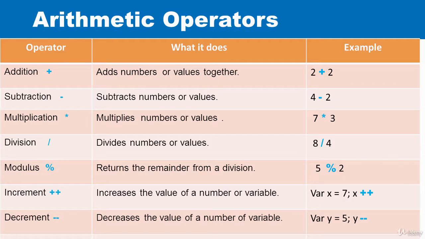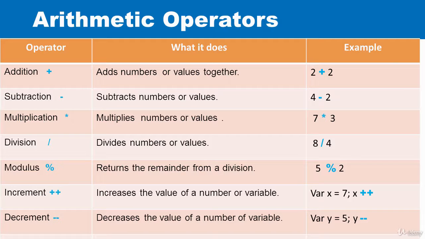Next, we've got the increment operator, which is represented by two plus symbols. What that does, it increases the value of a number or a variable. For example, if you've got a variable that has a value of 7 and you want to increase that value to 8, you call the variable name and then you add the plus symbols, which is the increment operator, and that will increase the value by 1.